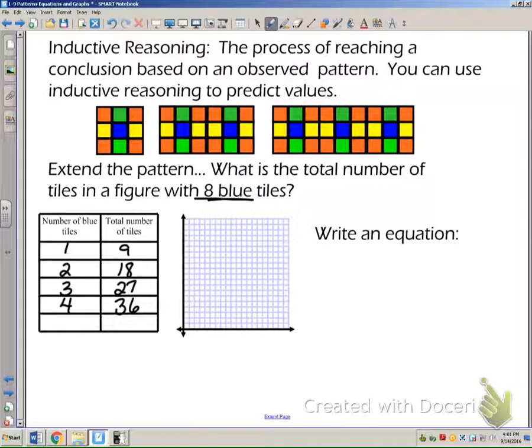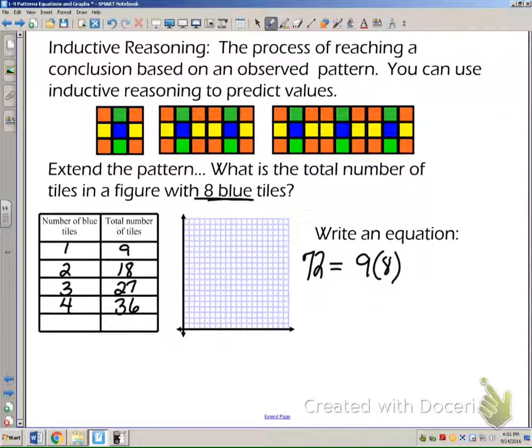If I look at what's happening, it's getting larger by multiples of 9. This 9 times 1 is 9. 9 times 2 is 18. 9 times 3 is 27. 9 times 4 is 36. So I'm expecting each one to keep getting bigger in this same pattern. I had one blue one, 9 total. When I had 2 blue ones, I had 9 and 9, so I had 18 total. So if I have 8 blue ones, I'm going to expect to have 9 times 8, which is 72.